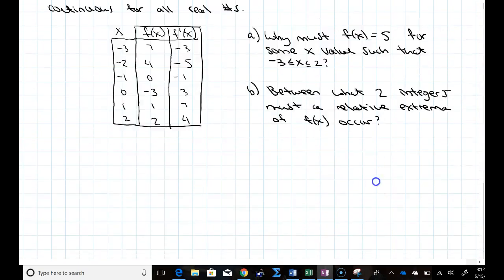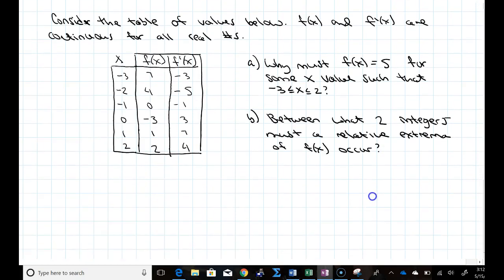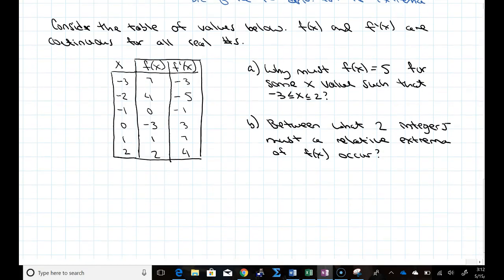And I thought of a third one. I said, how can I think of one that involves something else? But okay, consider the table of values below. f and f prime are continuous for all real numbers. So I gave you values of x, f, and f prime. Why must f of x equal 5 for some x value between negative 3 and 2? Well, how about I have you do that? Why don't you answer that question?